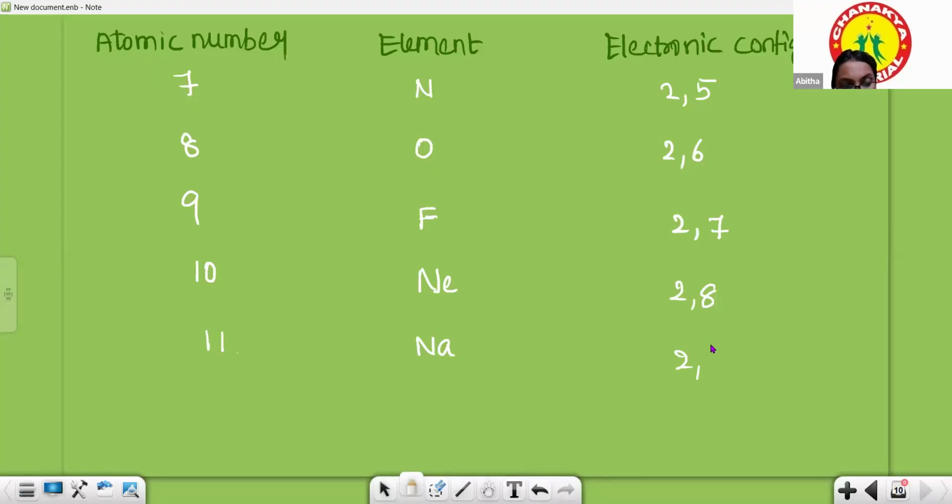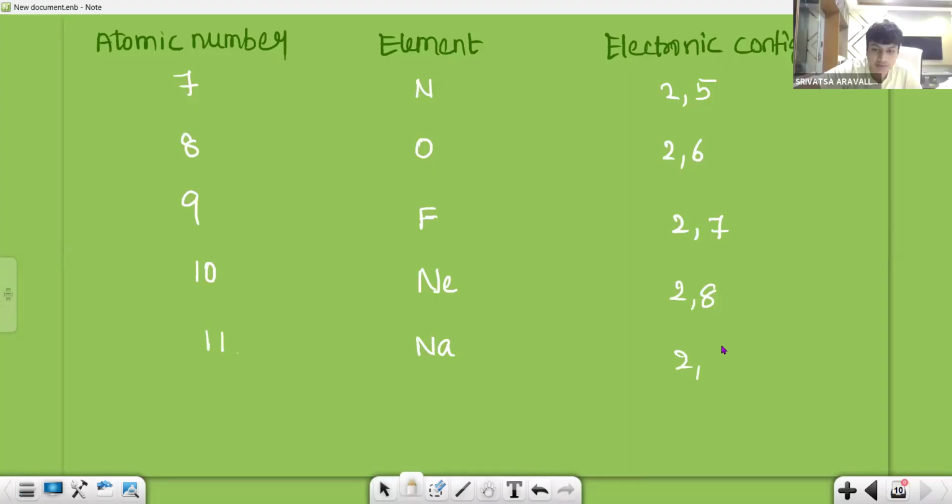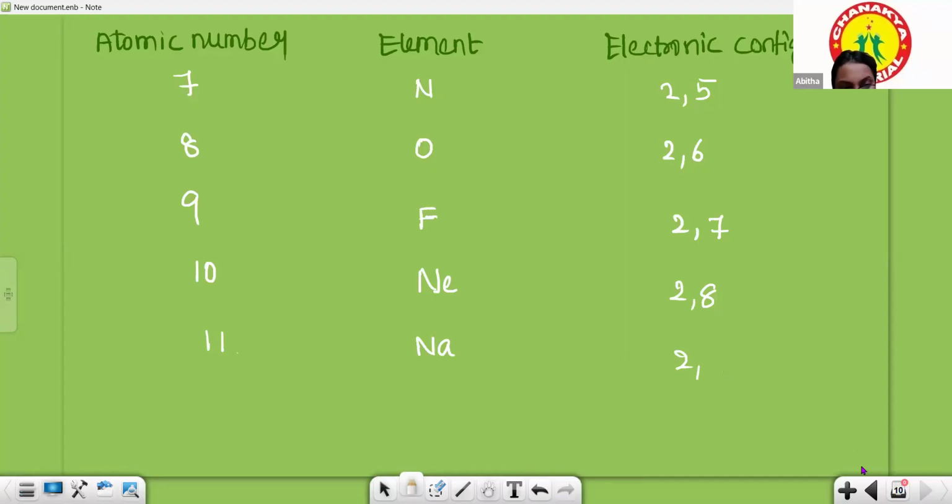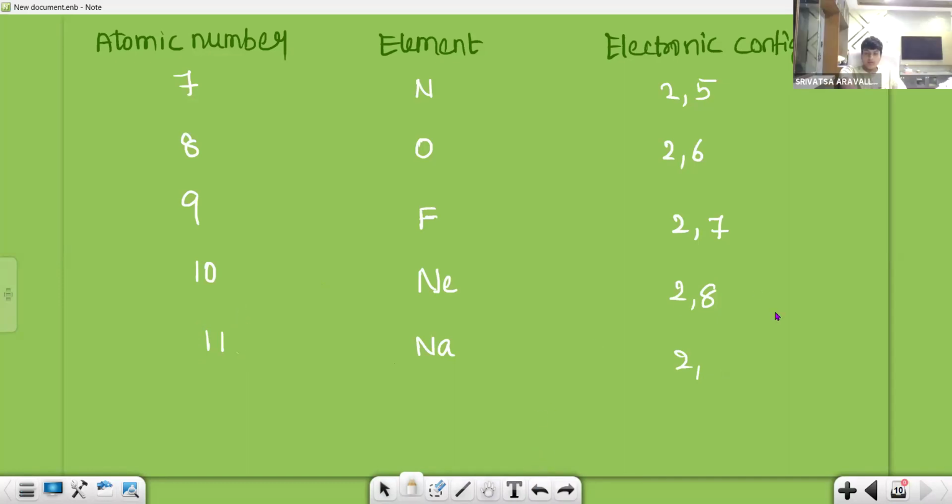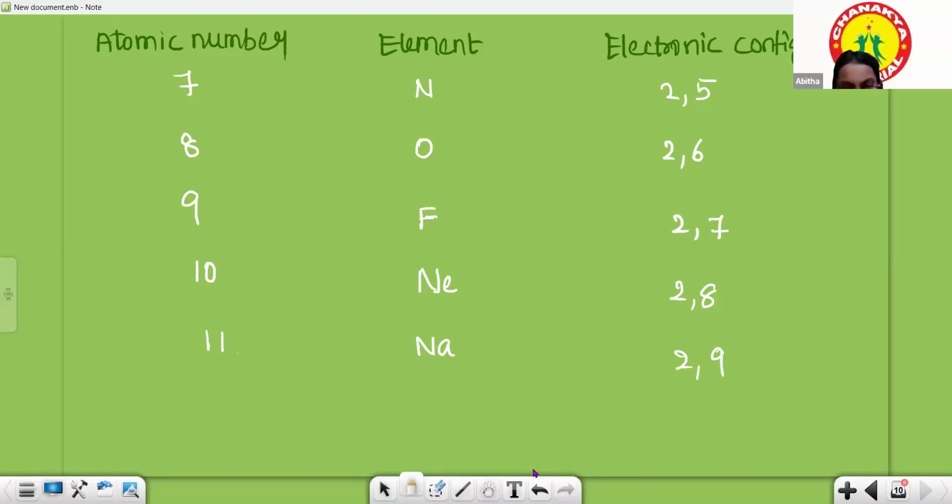How many electrons can you fill in the second orbit? 9 electrons. What is the maximum limit? Ma'am, sodium will have 11 electrons. Okay, sodium has 11, but that's not our question. How are these 11 electrons arranged in sodium? 2, 9? You cannot do that, because the second orbit capacity is 8.